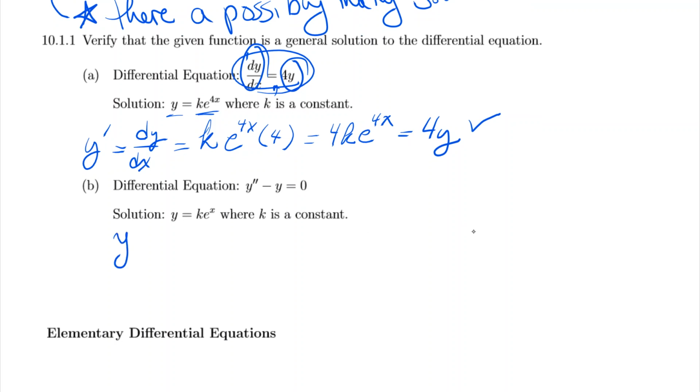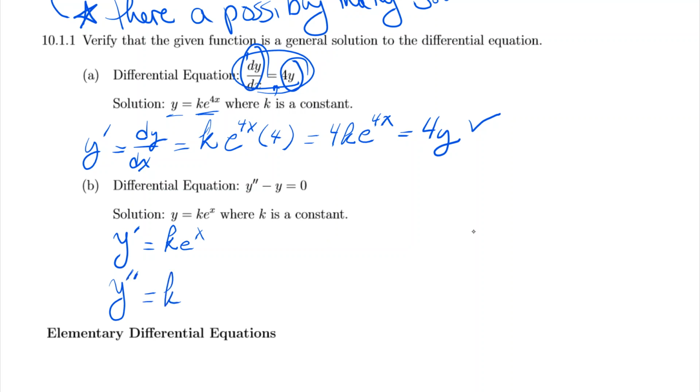Let's go ahead and use Newtonian notation, since that's what we have here, some primes. So I'm going to derive with respect to x. I've got k e to the x. Do you remember constants factor out? And the derivative of e to the x is e to the x. Let's go ahead and do the second derivative.